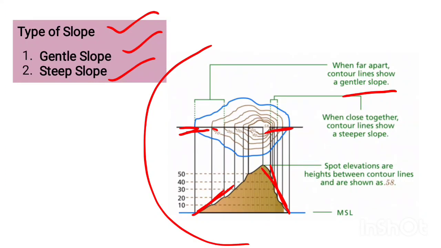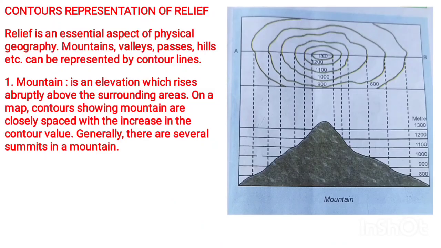And spot elevations are heights between the contour lines, that's shown there. This is the spot elevation. As I told you, when we measure the height of any place, we measure from mean sea level or sea level. We are going to discuss the contour representation of relief.